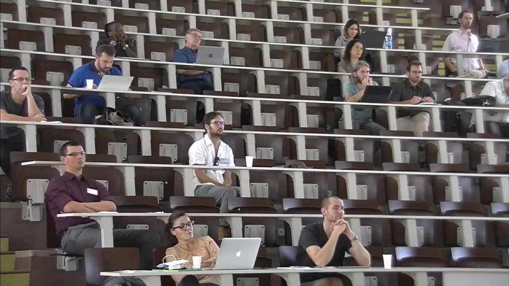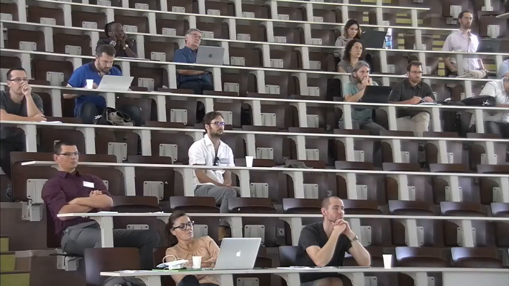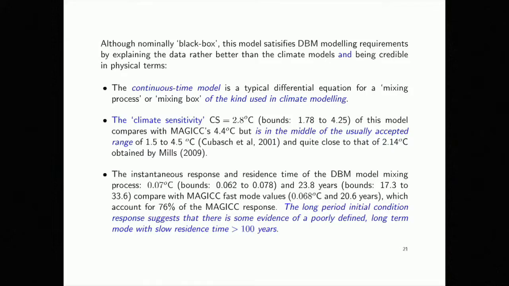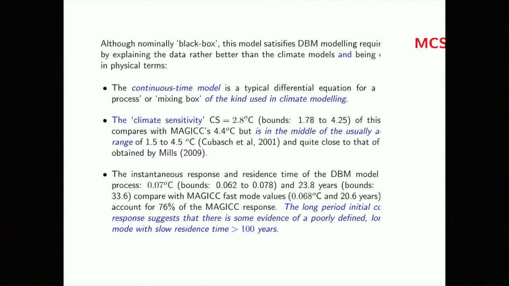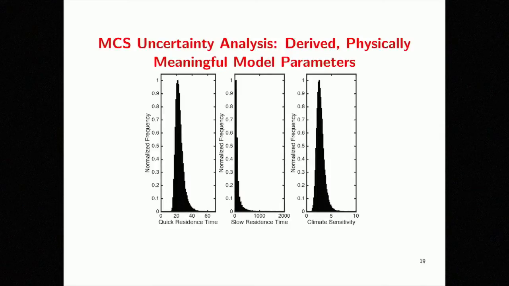Because the MAGIC model is not data-based. It's based on somebody's brain. What do you trust better, their brain or the data?